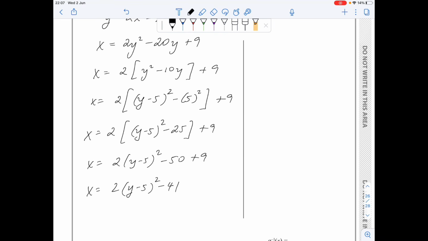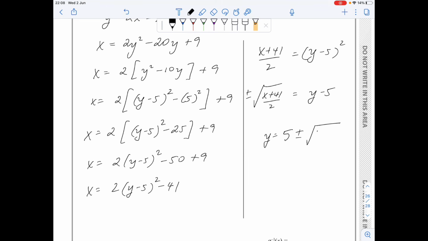Now we'll rearrange to get y on its own. So (x plus 41) over 2 equals (y minus 5) squared. I will take the square root of both sides, so plus or minus the square root of (x plus 41) over 2 equals y minus 5. So if I take the 5 to the other side, I get 5 plus or minus the square root of (x plus 41) over 2.